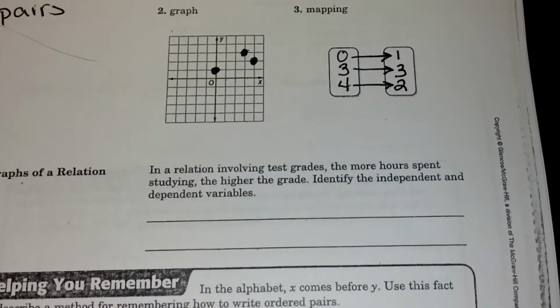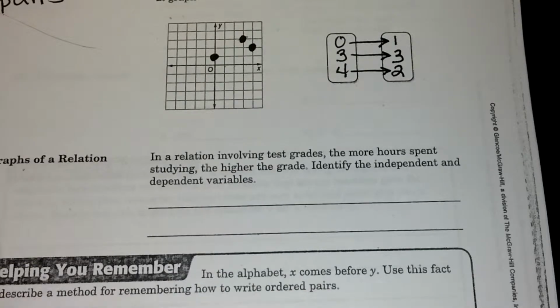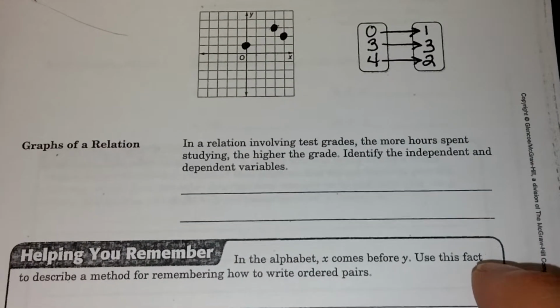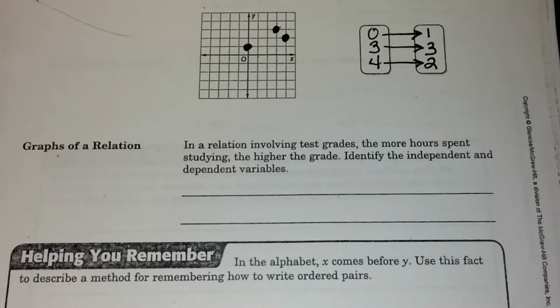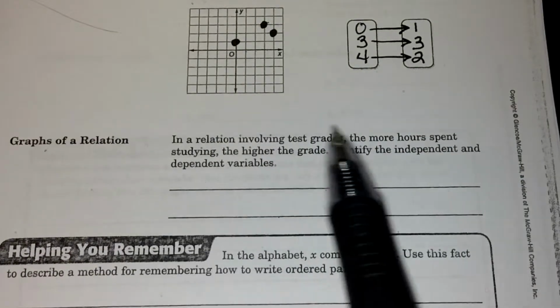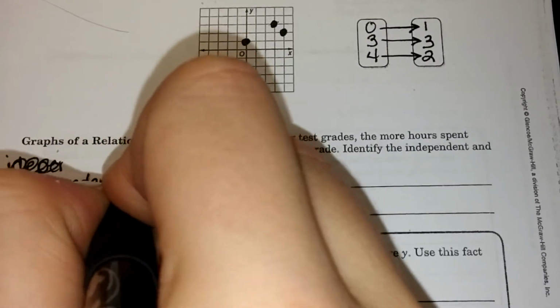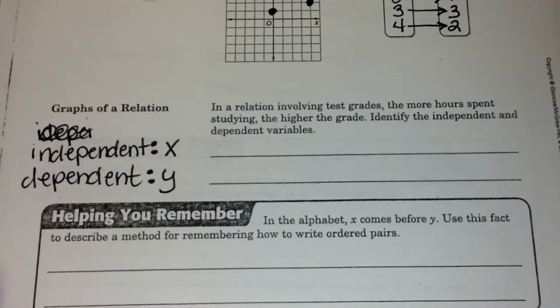Graphs of a relation. In a relation involving test grades, the more hours spent studying, the higher the grade. Identify the independent and dependent variables. If you remember from science, independent variables are typically what you change, and dependent variables are your outcomes. In math, the independent variable is your x, and the dependent variable is the y value. So a couple different vocabulary words there.